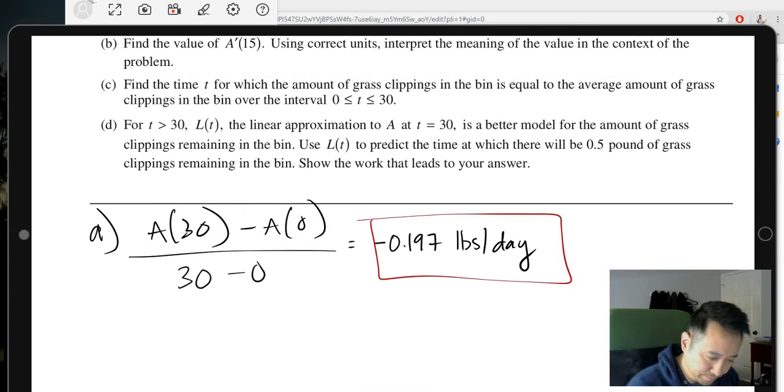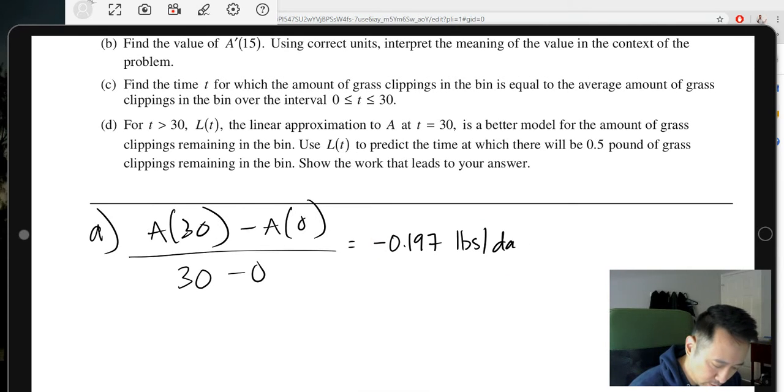Let me just highlight the answer here. We'll use purple for my answer.